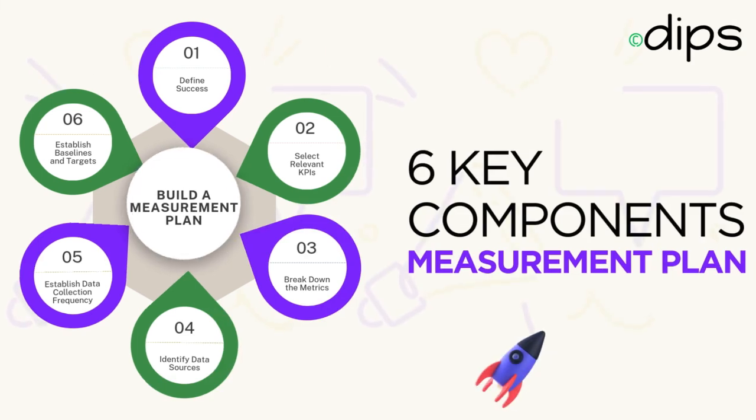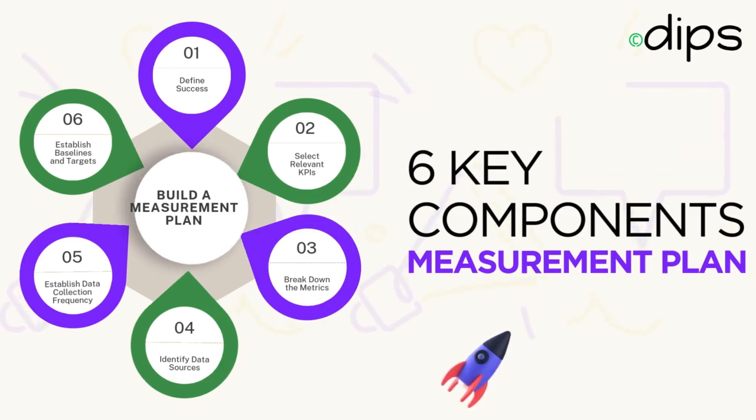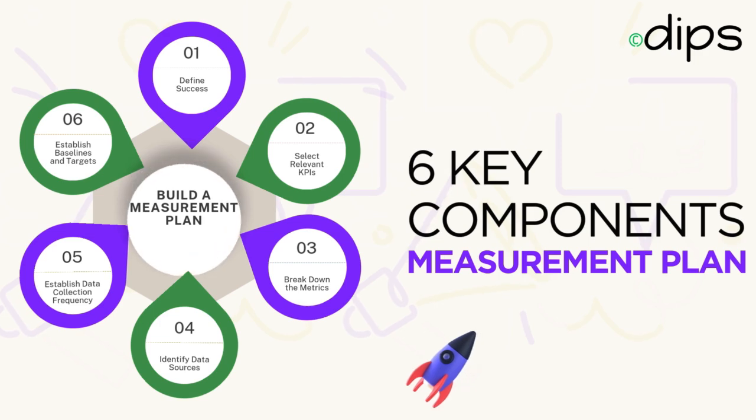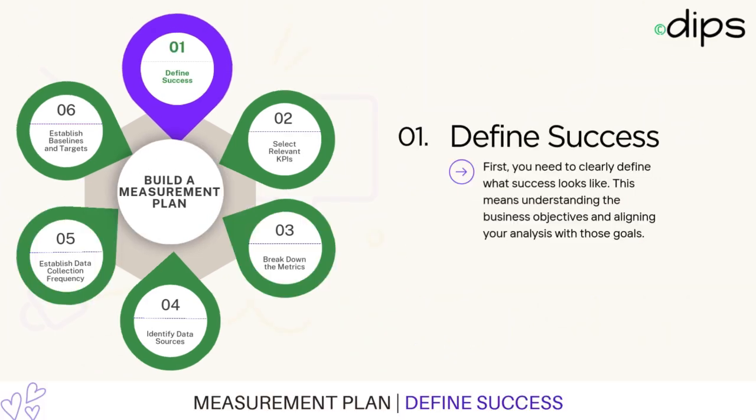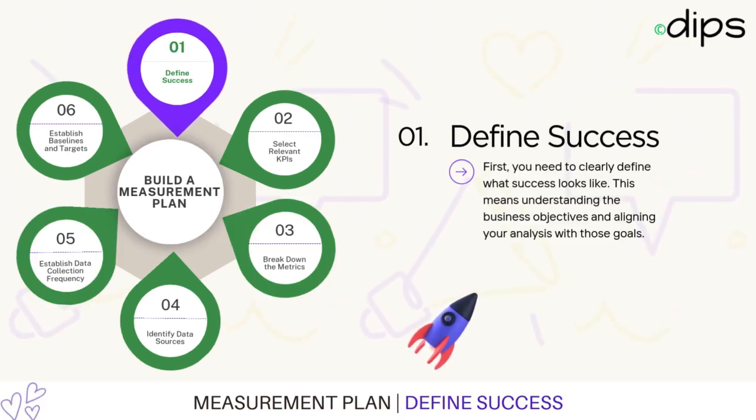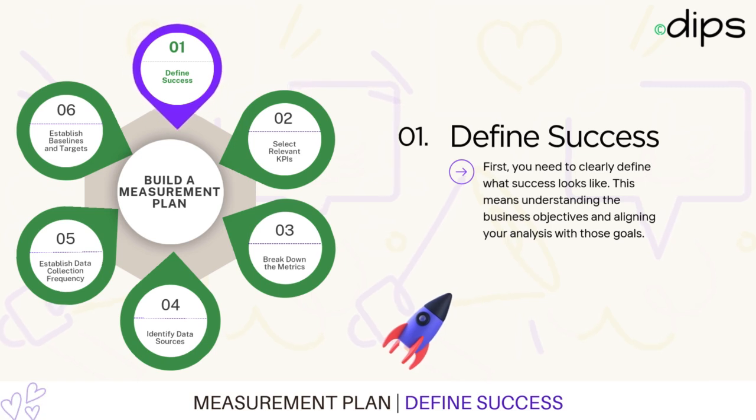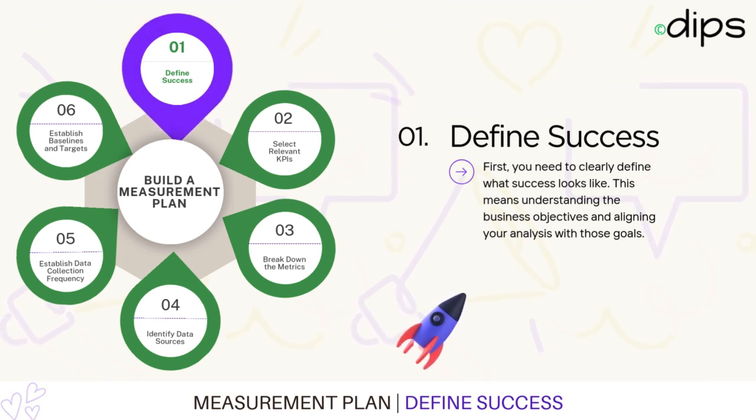So, what exactly goes into building a measurement plan? Let's break it down into 6 key components. First, you need to clearly define what success looks like. This means understanding the business objectives and aligning your analysis with those goals. For example, if you're working for an online retail company, success might mean reducing customer churn or increasing repeat purchases.